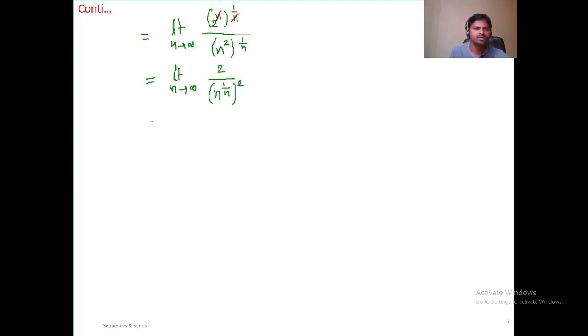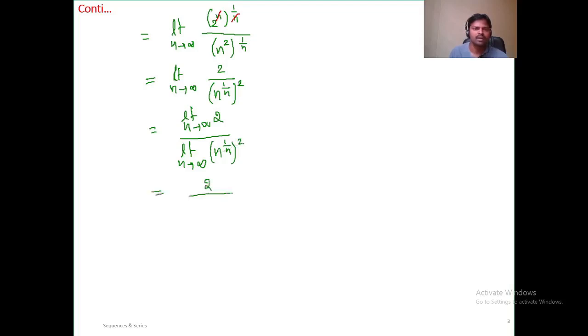Yes. Then apply the limit to the numerator separately and the denominator separately. So the limit as n becomes large of 2, divided by the limit as n becomes large of the denominator, which is n raised to 1 upon n, whole raised to 2. Now look at the numerator, the value is just 2 only.